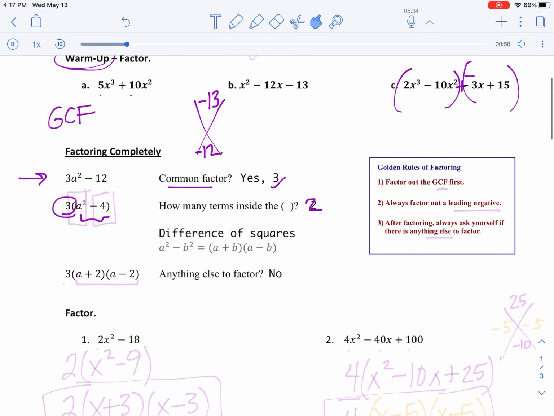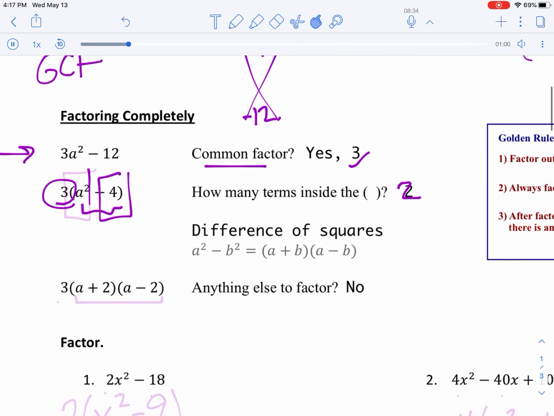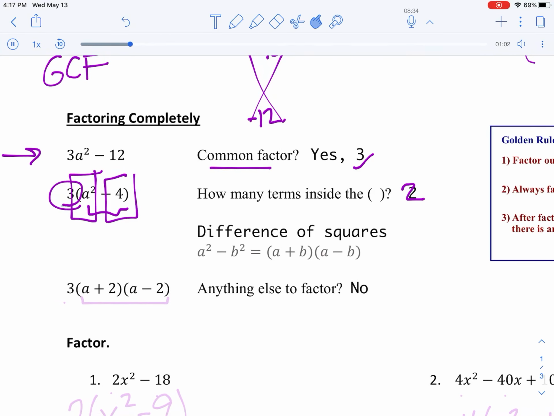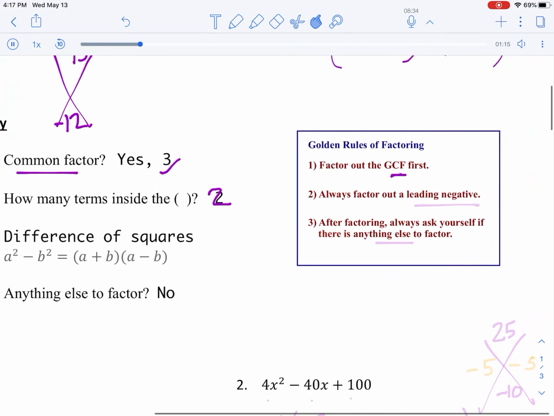Well, a difference of 2 squares. 4 is a perfect square, and a squared is a perfect square. So that factors nicely into this section right here. And remember, we have to keep our 3 from before. Finally, is there anything else to factor? Nope. So a couple of golden rules: always look for a common factor, be careful of leading negatives, and always ask if there's anything else.